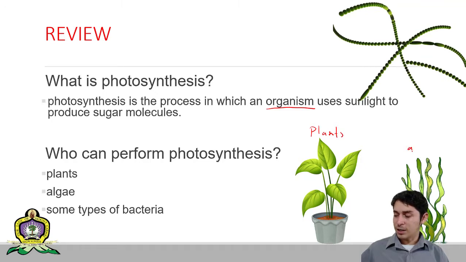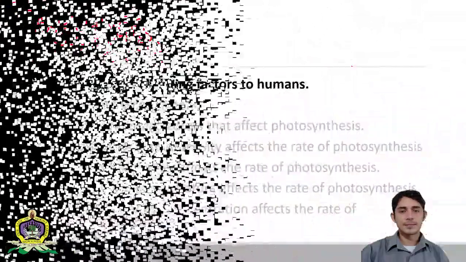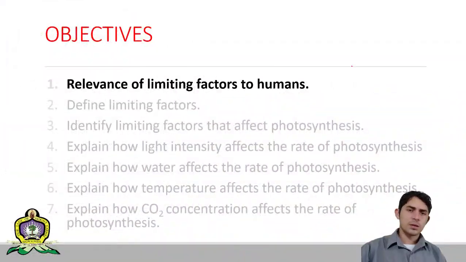Plants. We have algae, which are usually found at sea, and we also have cyanobacteria. They're a type of bacteria. So these are the organisms that can normally photosynthesize. Now let us look at the objectives for this week. The objectives for the week are the following. So let us start with objective number 1. Let's look at the relevance of photosynthesis, limiting factors, and the source.